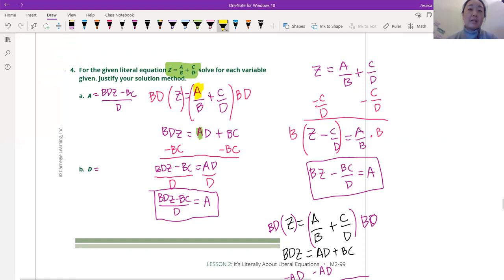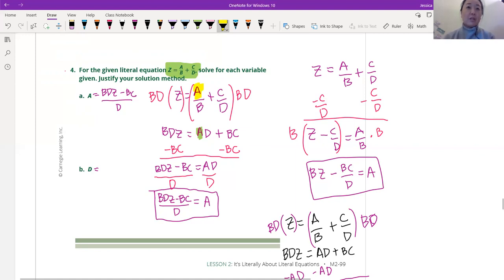Now I want a by itself, so I've got to get rid of this bc, the adding stuff. How do we get rid of an add bc? Minus bc. So there we have that. And these are obviously not like terms because the variables are not exactly the same.